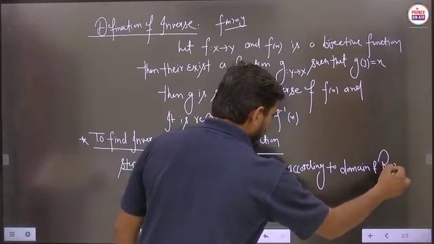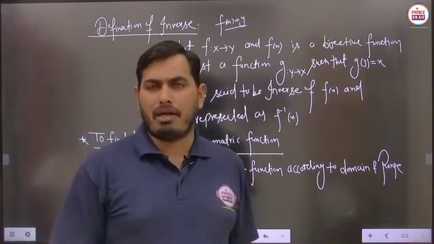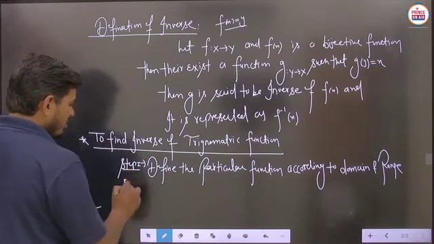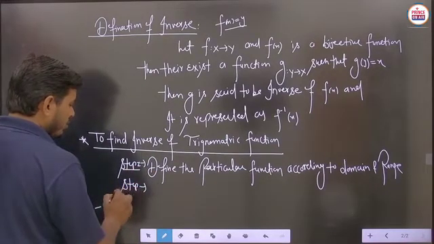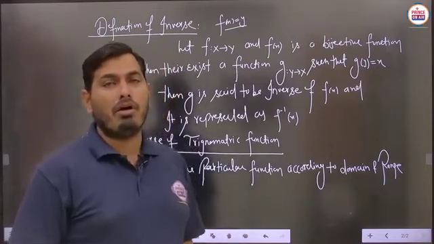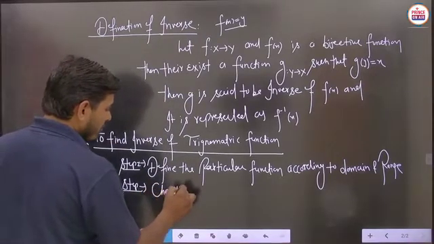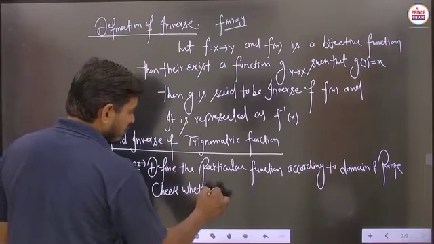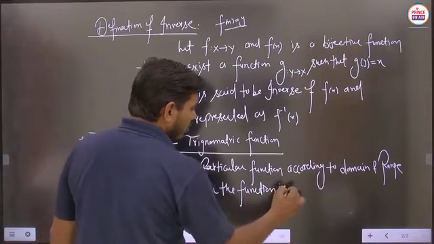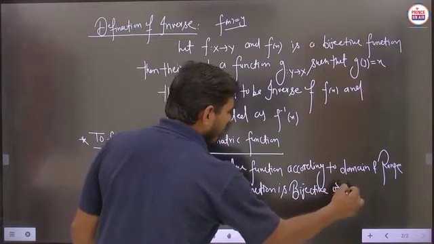So first of all, we have to make the graph of this function, and that function will provide the domain and range here. Is it to be clear? So the very first step we have to use here. Now the second step, after drawing the graph and after checking the domain and codomain, students, we have to check whether the function is bijective or not.